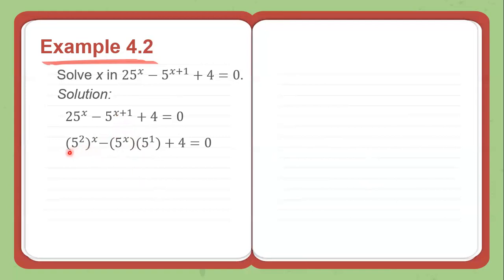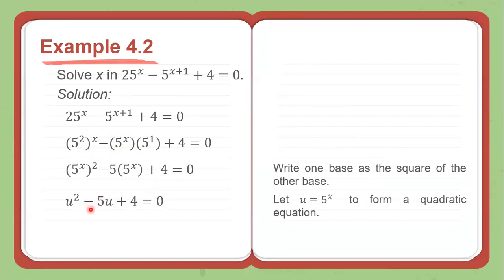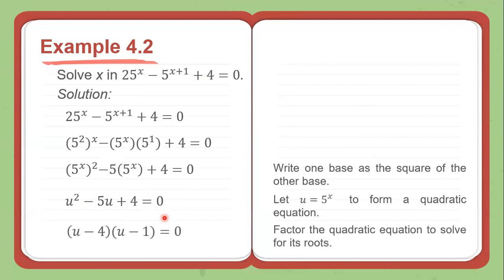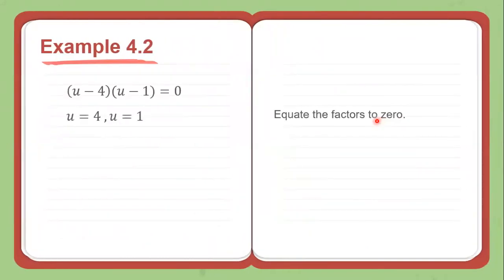Now, focusing on this, we can interchange the position of x and 2 because that will not affect the value. They will just be the same. So we have 5 raised to x squared minus 5 times 5 raised to x plus 4 is equal to 0. Again, we can let u be equal to 5 raised to x to have u squared minus 5u plus 4 is equal to 0. And then we can factor it as u minus 4 times u minus 1, giving us the following values: u is equal to 4 and u is equal to 1.